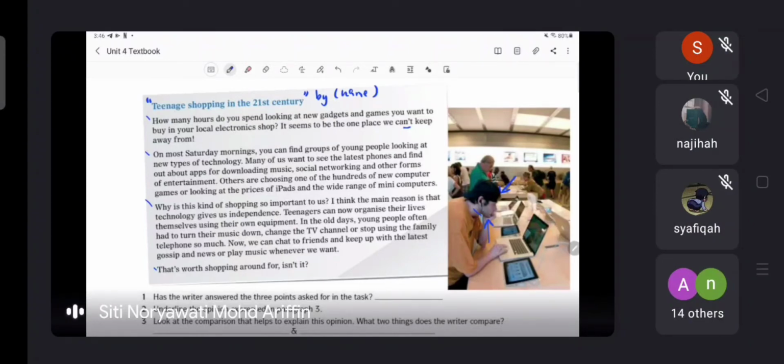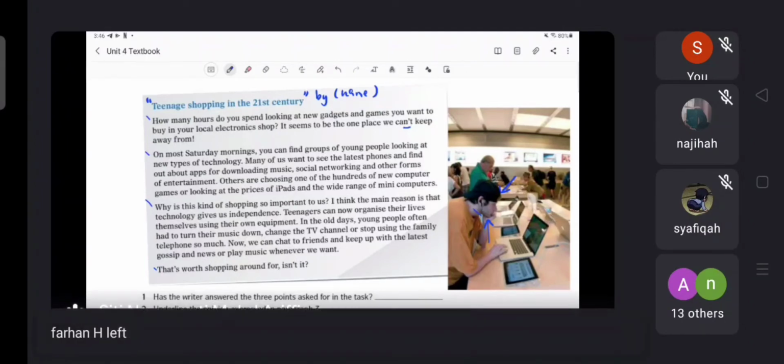Okay, in the second paragraph, on most Saturday mornings, you can find groups of young people looking at new types of technology. Many of us want to see the latest phones and find out about apps for downloading music, social networking, and other forms of entertainment. Others are choosing one of the hundreds of new computer games or looking at the prices of iPads and the wide range of mini computers. Okay, that is the second paragraph.